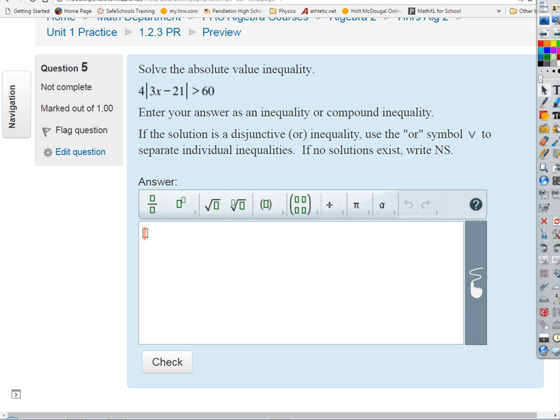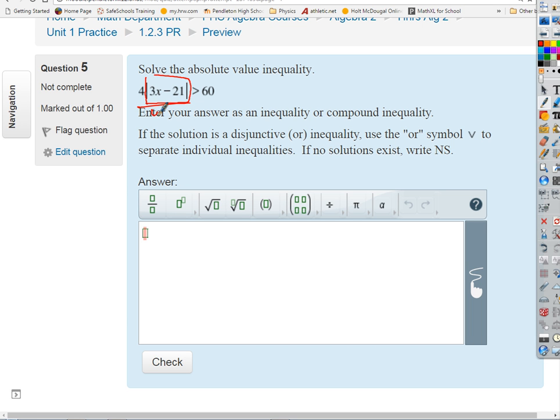Okay, looking at one more where we've got an absolute value greater than a number, but before we can make our trade, remember that we have to get the absolute value expression by itself on one side of the inequality. So that means we've got to get rid of that 4.